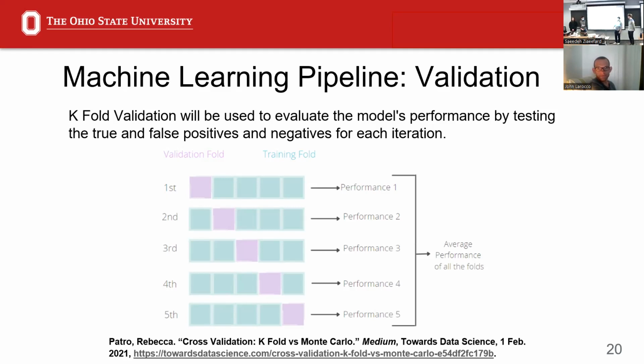These performance metrics are then aggregated into a receiver operating curve, which we discussed earlier. And the area under the curve can then tell you your precision to accuracy.